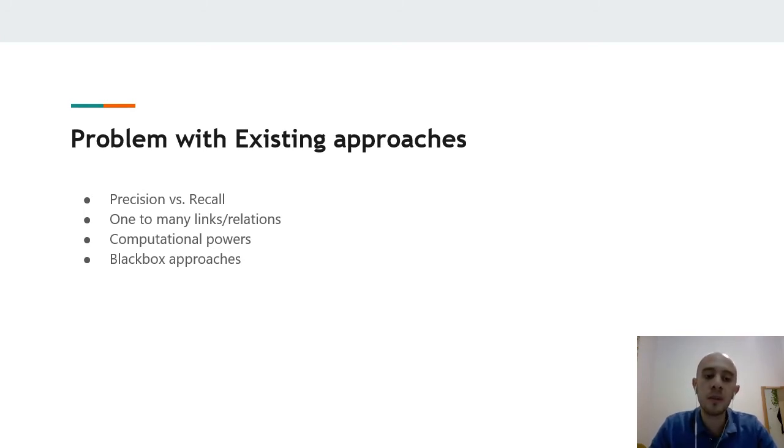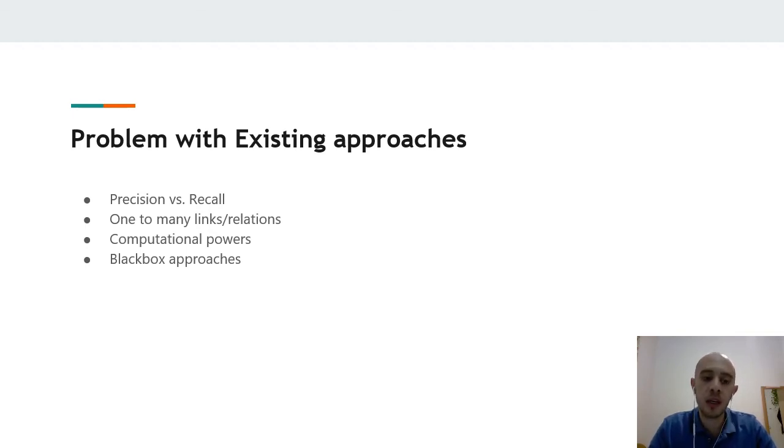The other problem is that some of the models only consider one-to-many links, but we believe that it is important to consider these links, and we want to cover one-to-one links and one-to-many links at the same time.